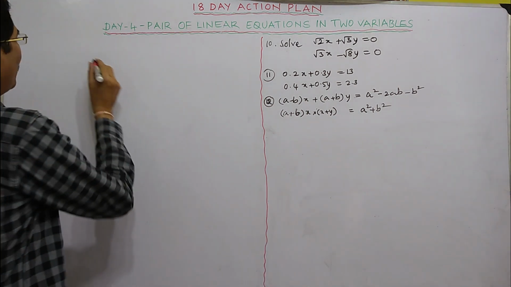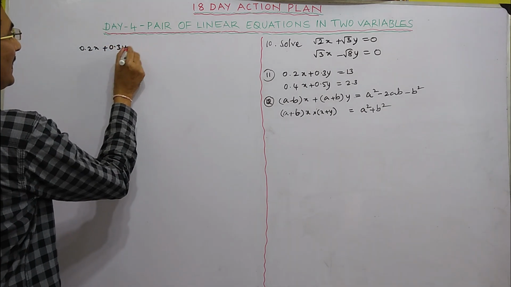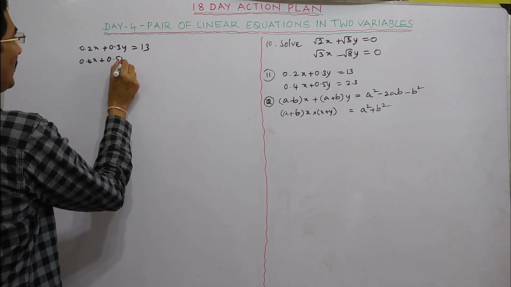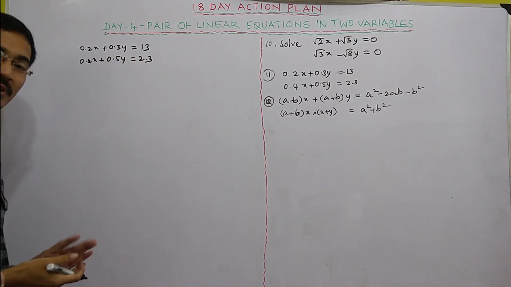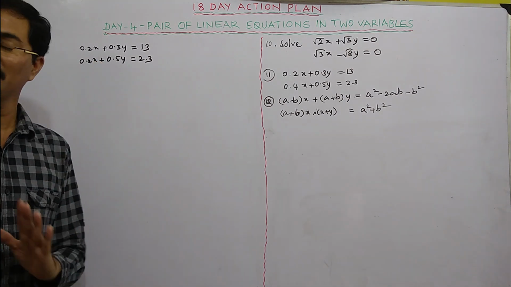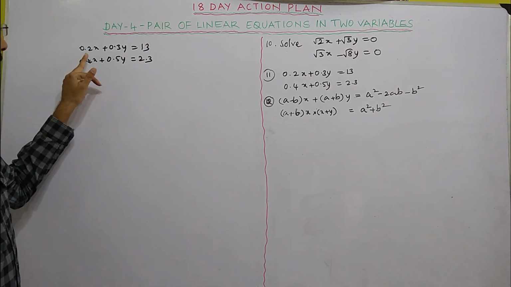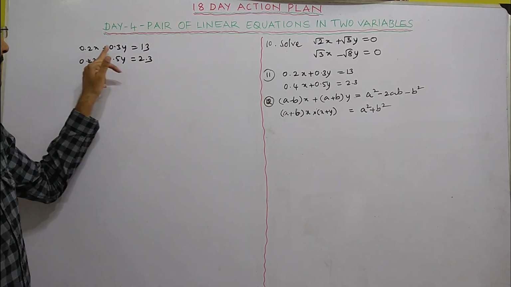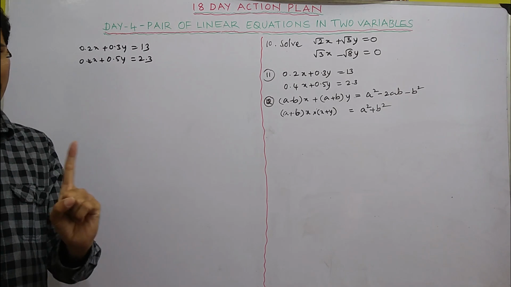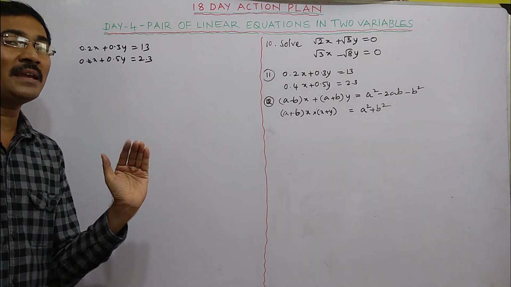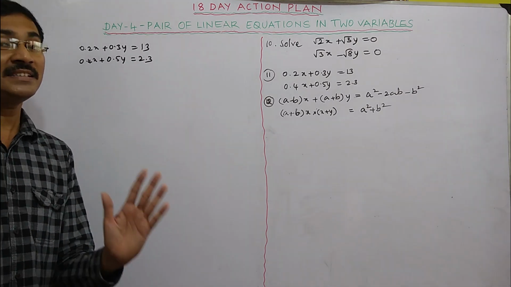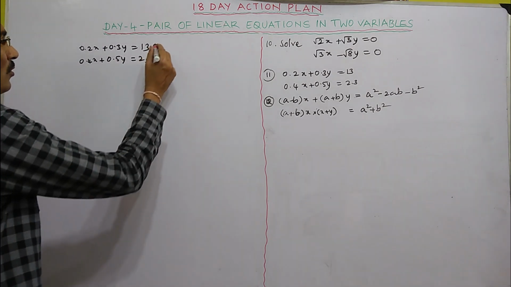Coming to the 11th problem, 0.2x plus 0.3y is equal to 1.3 and 0.4x plus 0.5y is equal to 2.3. So this also might frighten you with decimals as the coefficients, but you need not worry at all. Check how many digits you have after the decimal point. Here 1, here 1, here 1, here 1, here 1. So the maximum number of digits after the decimal point is only 1 at each place. So you have to multiply by 1 followed by one 0. So let that be 10. You can also do it by 20, but the easiest one to take is 10. So multiply both the equations by 10.